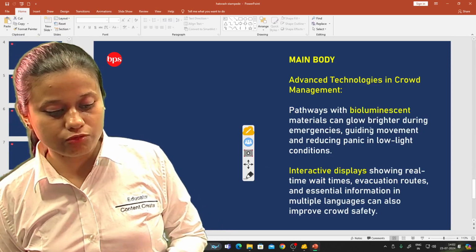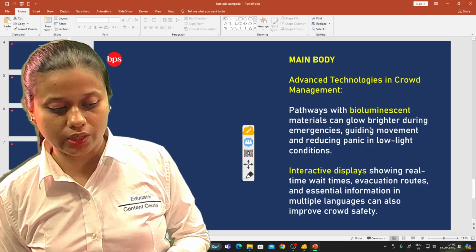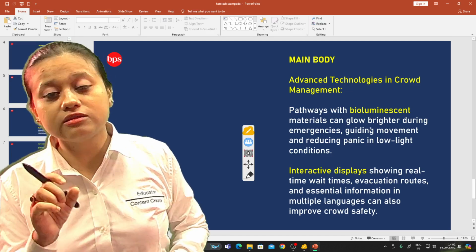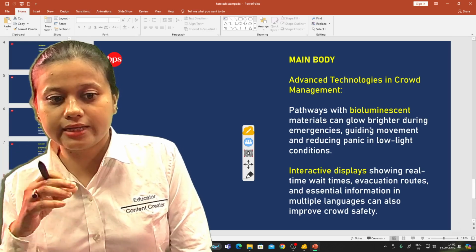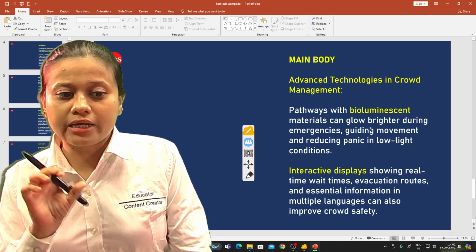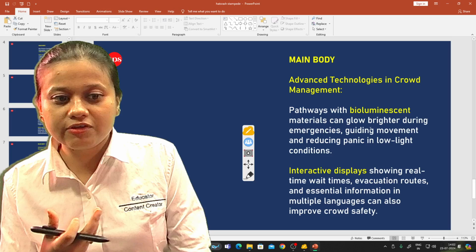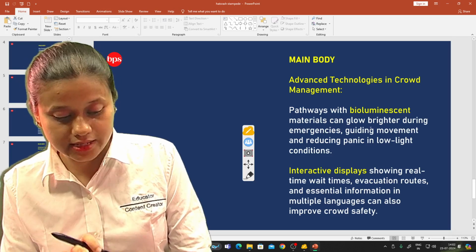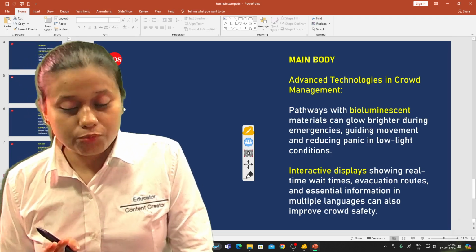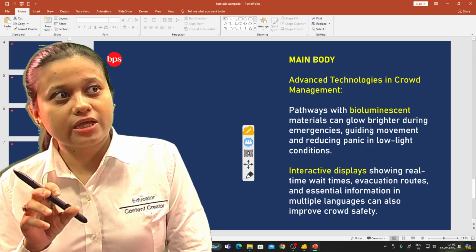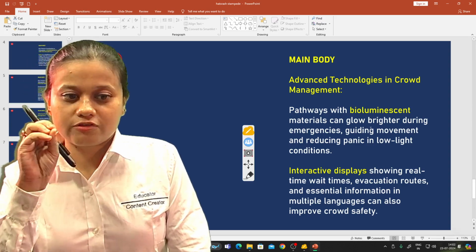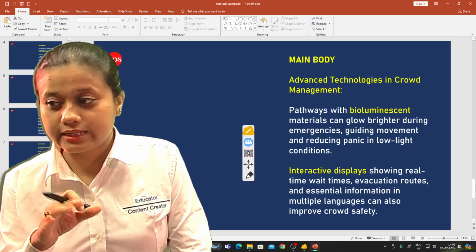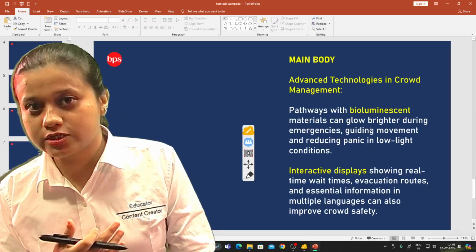Now pathways with bioluminescent materials can glow brighter during emergencies, like neon colors. What happens with the neon color? When it is dark, it lights the way. So if the management is not able to provide enough intelligent lighting, then they can make bioluminescent pathways, because if there is not enough light, at least the neon color is going to light brighter, and people will be able to find their pathways towards the exit.